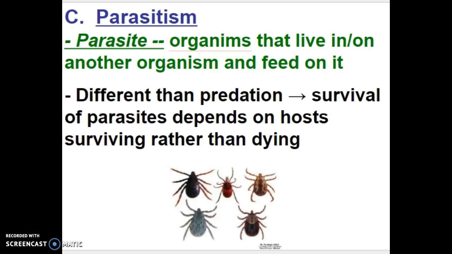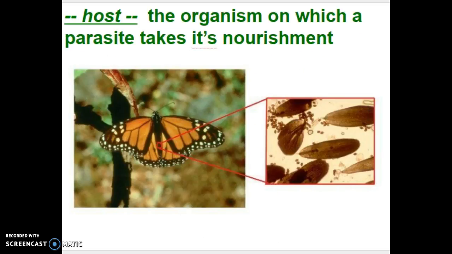Parasitism is another type of relationship in nature. It's a little bit different than predation because a parasite is an organism that lives in or on another organism and steals its nutrients, usually without the host even knowing it. So the survival of parasites does depend on their host surviving rather than dying. Parasites give their host a slow, drawn-out death as opposed to killing right away. Ticks are a great example of parasites. The host organism is the one that usually does not know it's being preyed upon by a parasite. The host organism is where the parasite takes its nourishment from.